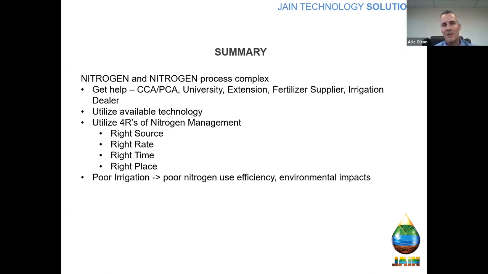I would say it's a lot like water, Richard. We have available technology to make a huge difference in nitrogen management. Let's utilize it, right? Let's utilize this EC. Let's utilize these soil moisture sensors.